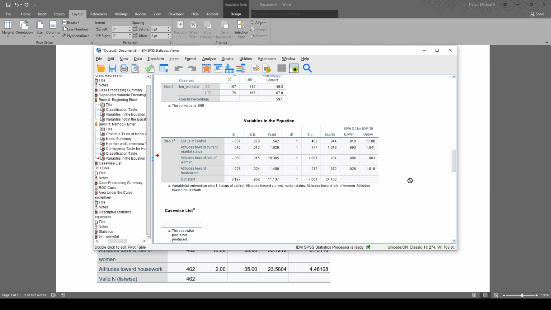Because we may have a variable that's statistically significant when X, Y, and Z are also in the model, but may not be statistically significant when X, Y, and Z are not in the model. So whenever we do an interpretation with the other variables in, don't forget the caveat. We're interpreting the effect of locus of control after accounting for attitudes towards current marital status, attitudes towards the role of women, and attitudes towards housework. And again, adding in demographics variables is going to change those interpretations pretty meaningfully.